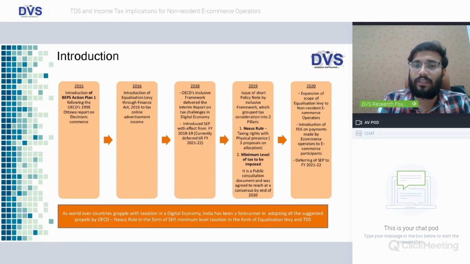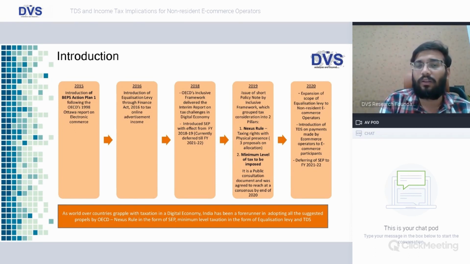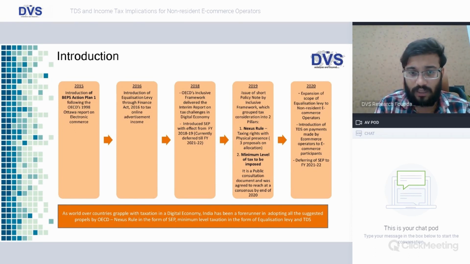In 2018, OECD's inclusive framework delivered the interim report on tax challenges in the digital economy. SEP, or significant economic presence, was also introduced in 2018, which was applicable from financial year 18-19, again by virtue of the Finance Act 2020. As there are still a few ambiguities to clear, the applicability of SEP has been deferred till financial year 21-22.